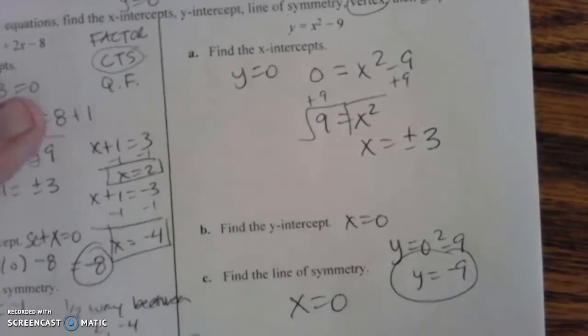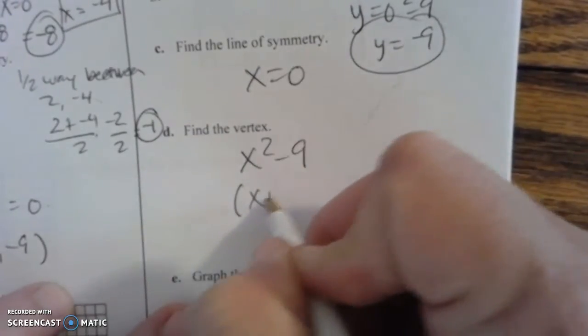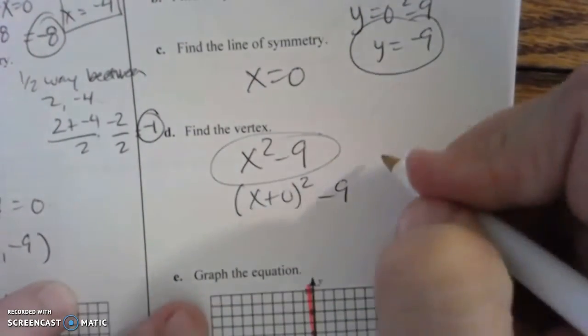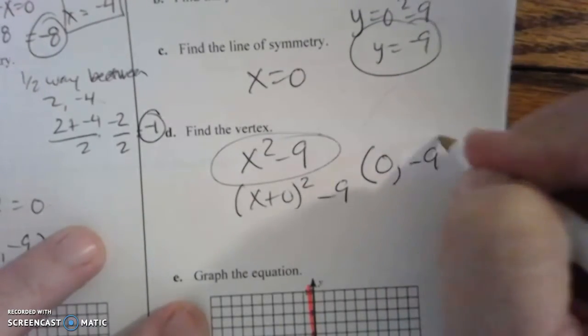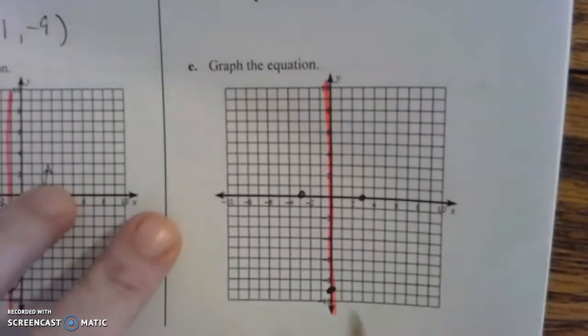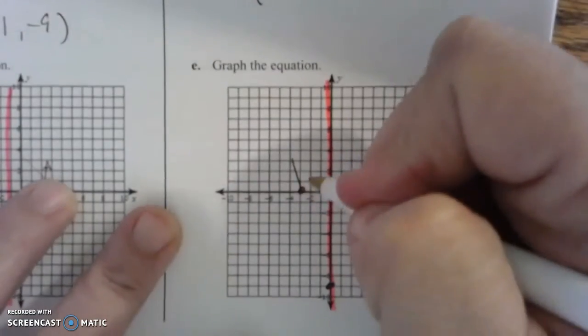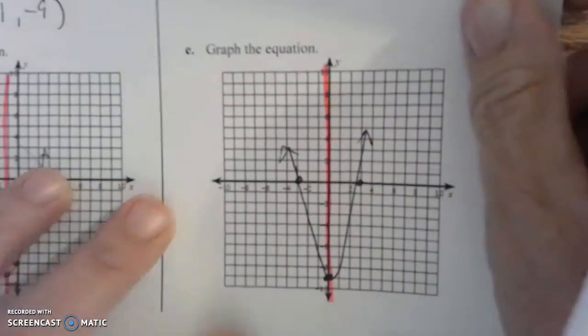Looks like I also found my vertex, which I did because look at my equation. X squared minus 9 is already in vertex form. That's like x plus 0 squared minus 9. But this is already in vertex form, so we can label our vertex as 0, negative 9. And that happens to be our y-intercept. And so when we go to graph this, okay, ta-da, there it is.